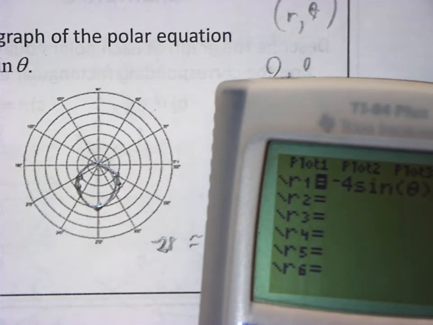So hit mode, go to polar. It's function, parametric, polar, and something else. Enter -4 sine theta. Oh yeah, you can't see the equation. Sorry.